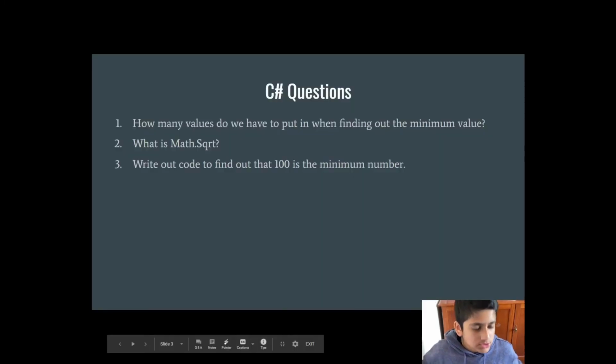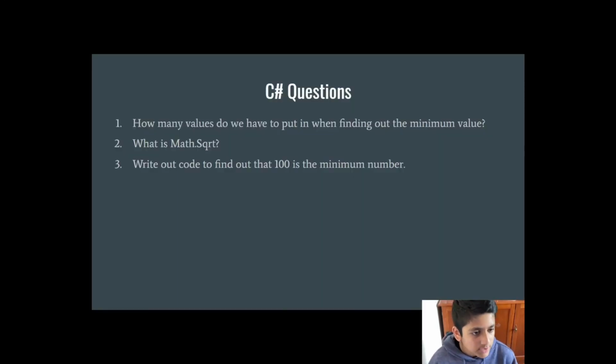So here are the C# questions. Number 1, how many values do we have to put in when finding out the minimum value? Number 2, what is Math.Sqrt? And number 3, write out code to find out that 100 is the minimum number. Pause the video when you answer the questions, and right now let's get on to the answers.